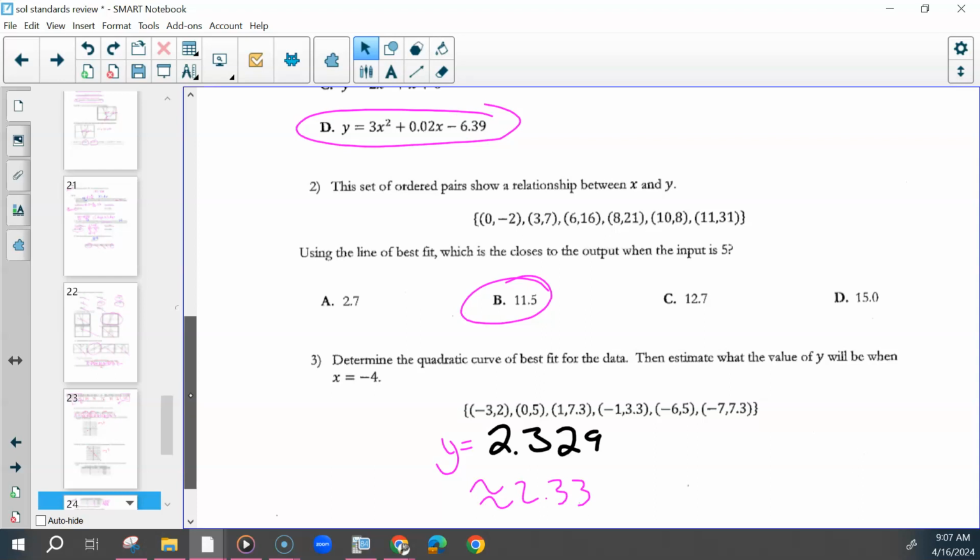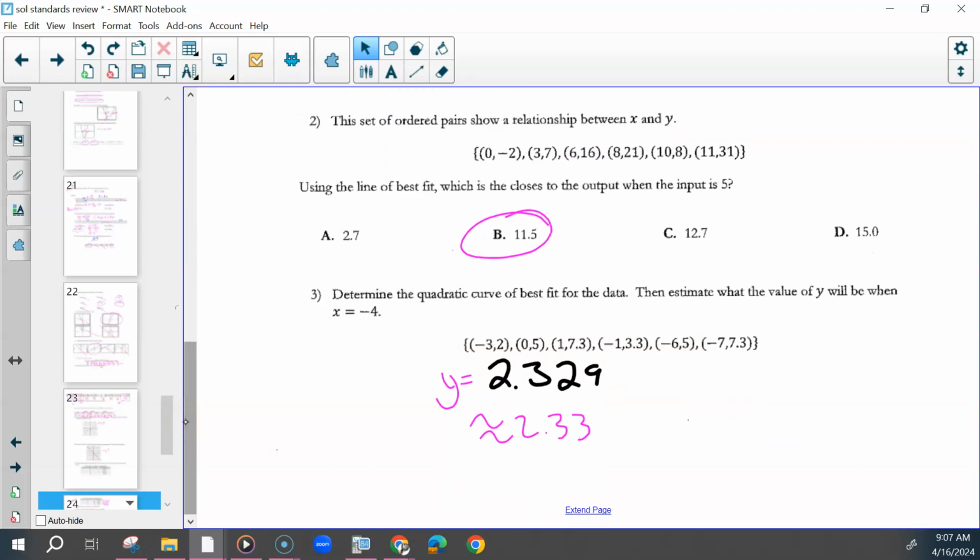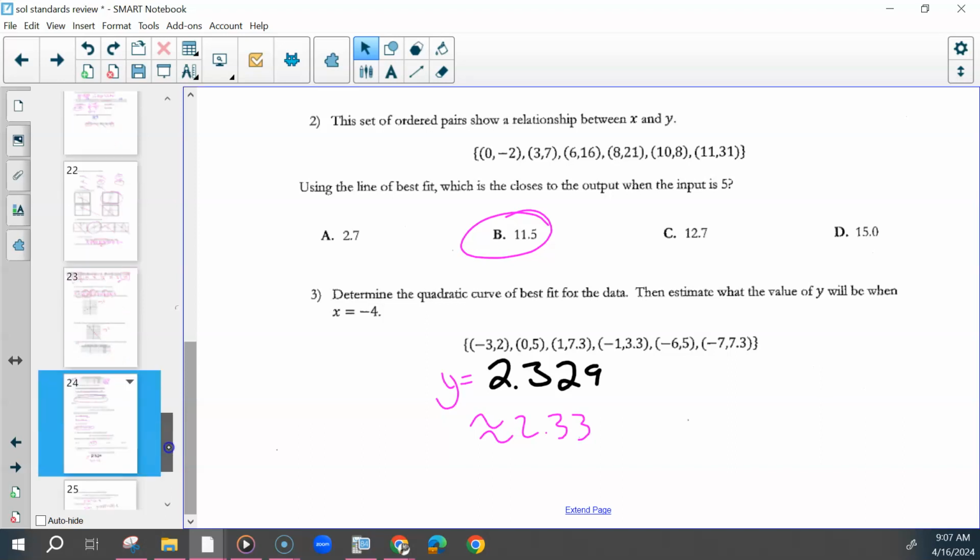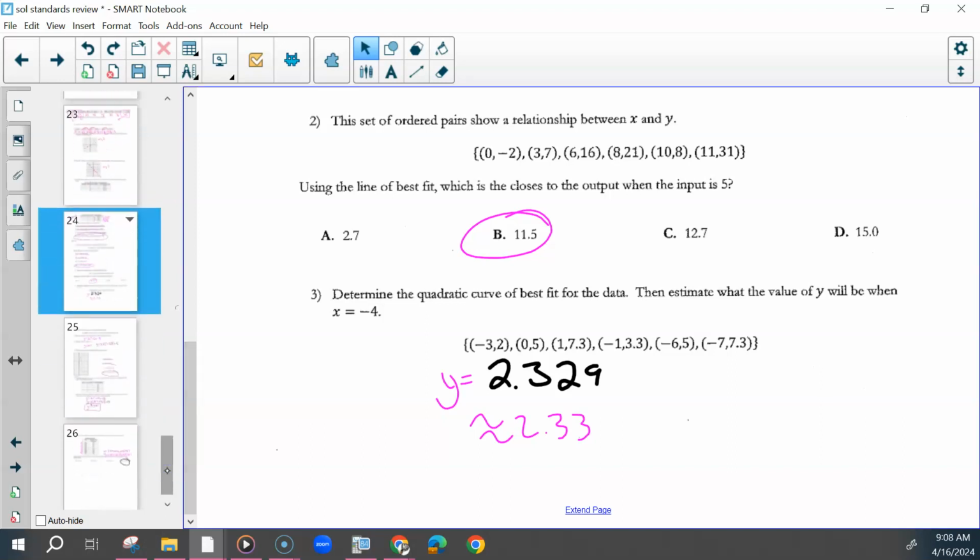For number 3, you would have to know your quadratic curve of best fit, so if you didn't get this one, it was okay. But after using that, you're finding the y value when x is negative 4, which would be about 2.33. Go on to the next page.